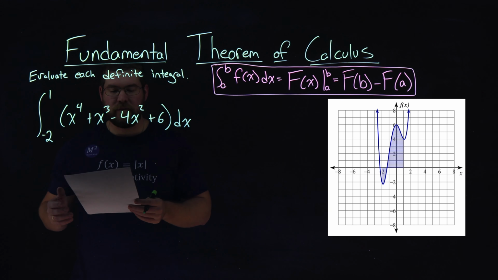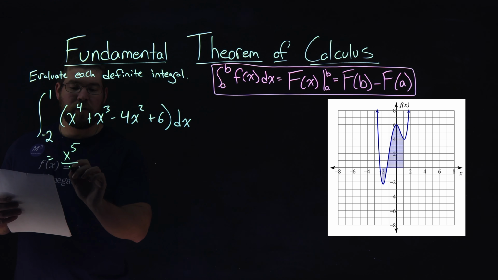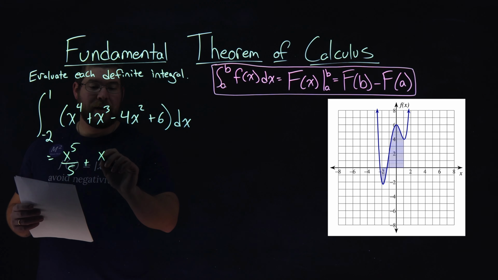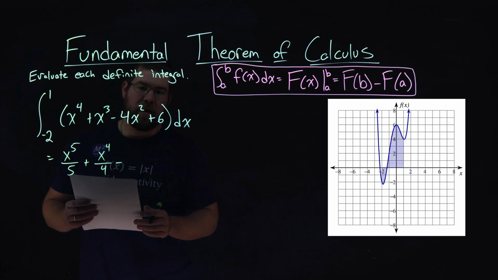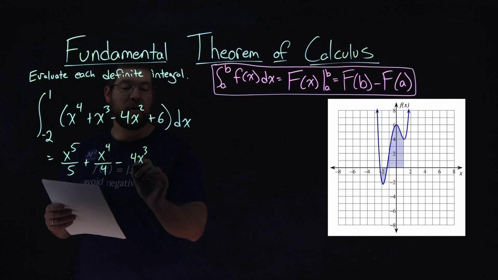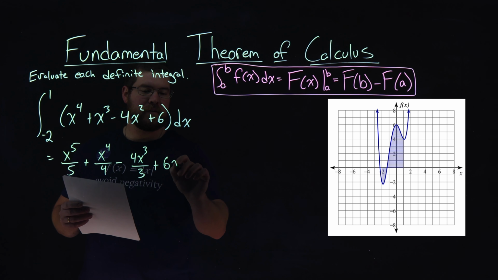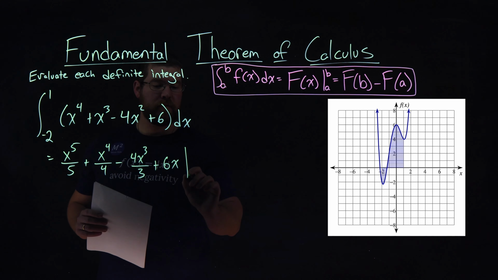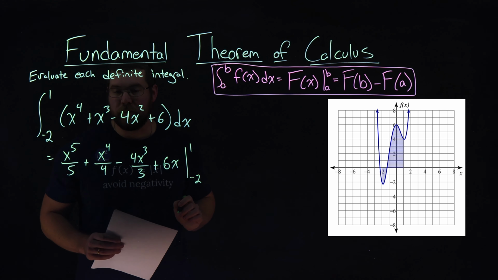What's the integral of x to the fourth power? That's going to be x to the fifth over 5. Same thing applies here. X to the third power is x to the fourth over 4. Minus, now the integral of 4x squared is going to be 4x to the third over 3, plus here 6 is going to be 6x. Now we want to integrate this from -2 to 1, so we don't have the plus c part like normally, we have -2 to 1 right here.